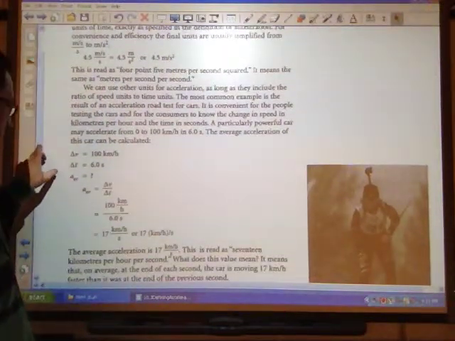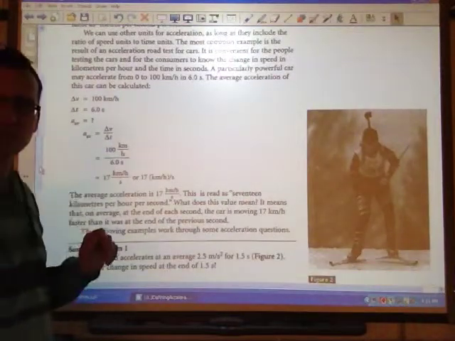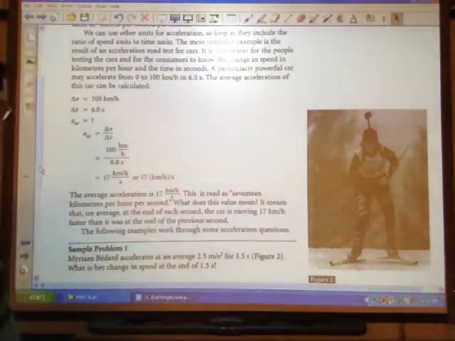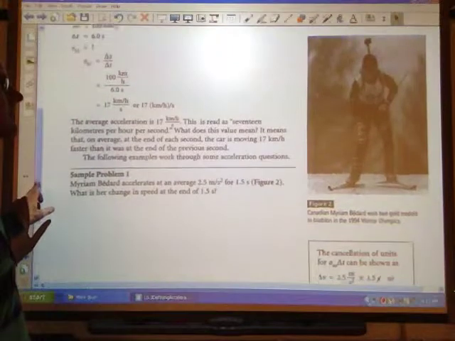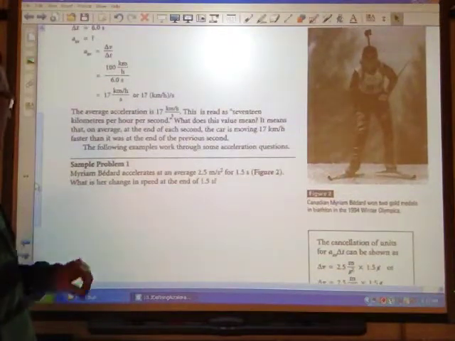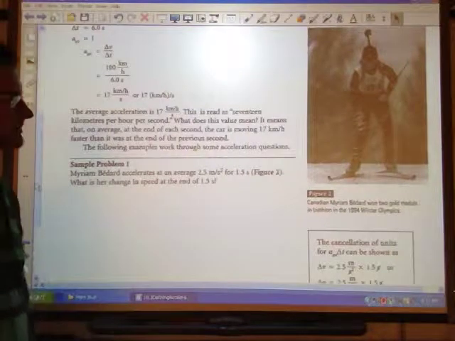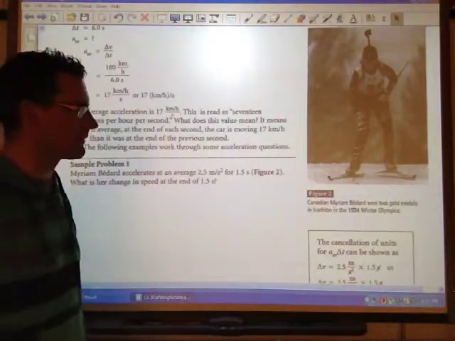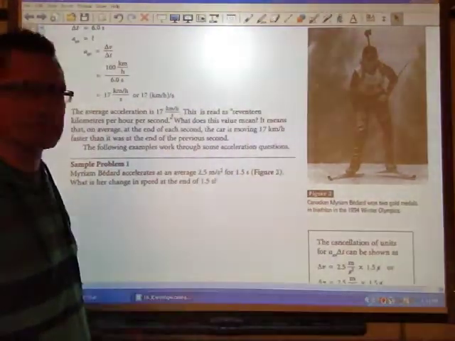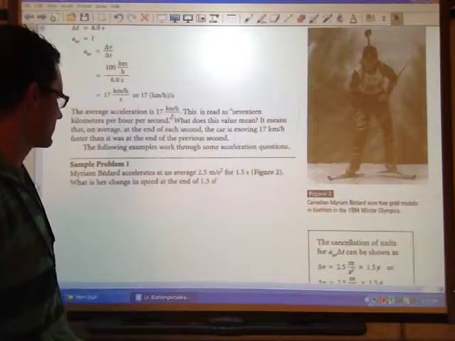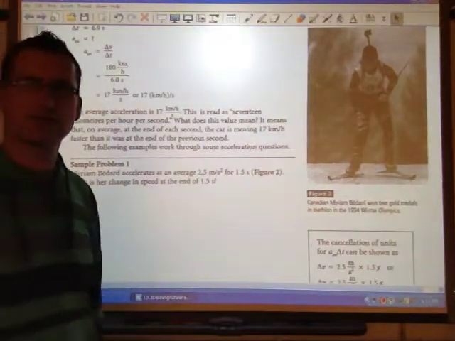And here they have a little example, and I think it's the same example that we ran through earlier as well. So if we look at a sample problem here, Miriam Bedard accelerates at an average of 2.5 meters per second squared for 1.5 seconds, as indicated in the diagram over there. What is her change in speed at the end of 1.5 seconds?